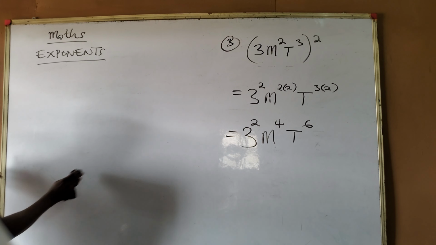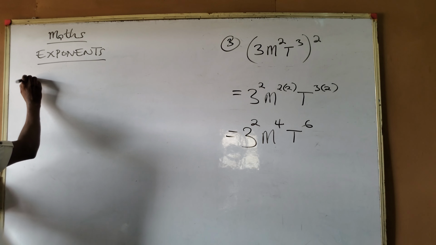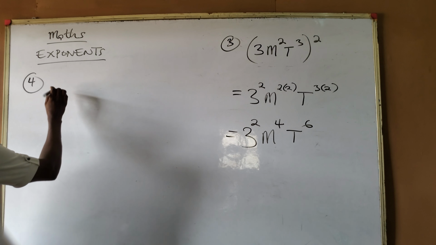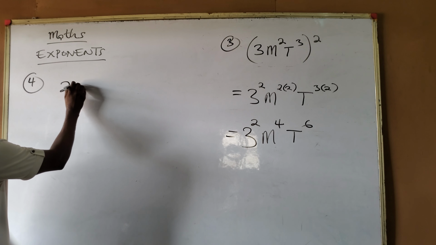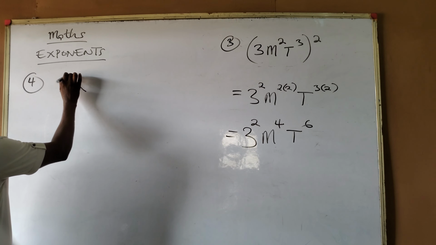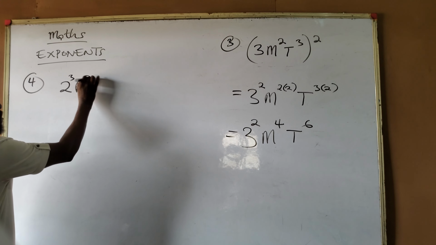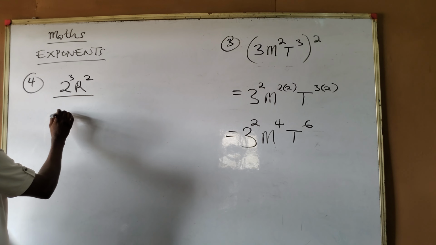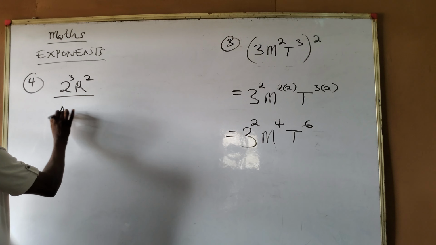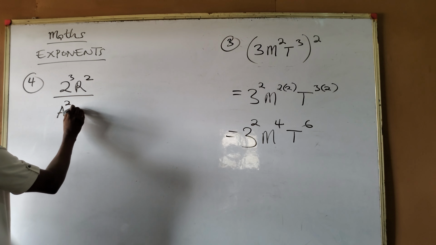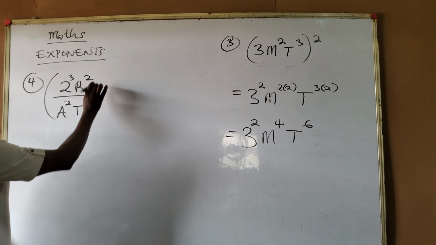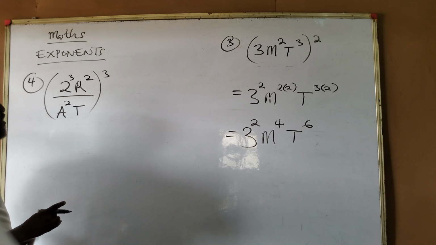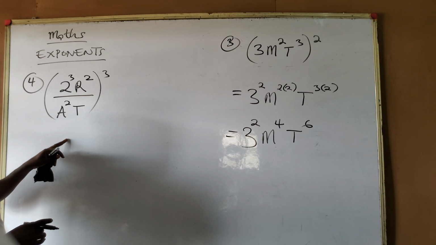See example 4. If we have something like 2r, let's say 2 to the power 3, r to the power 2, all over a squared t, r raised to the power 3. We can still use the fifth law to solve this one.